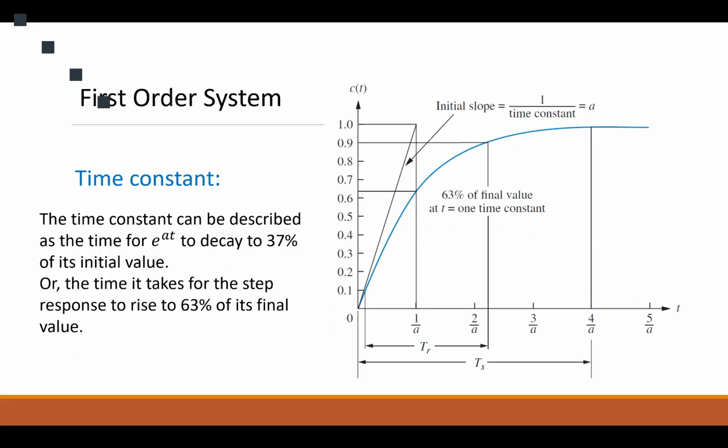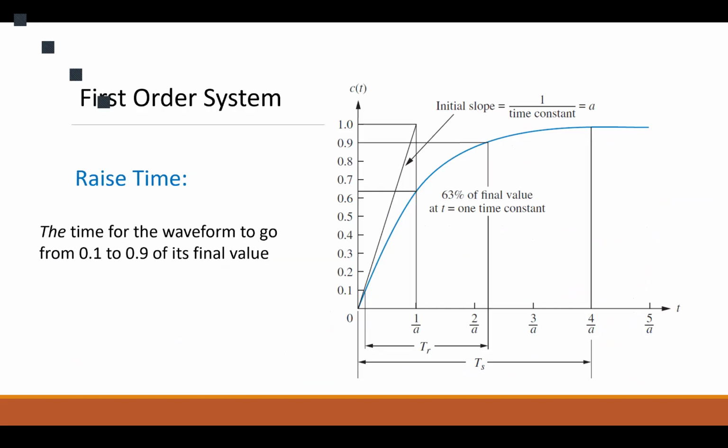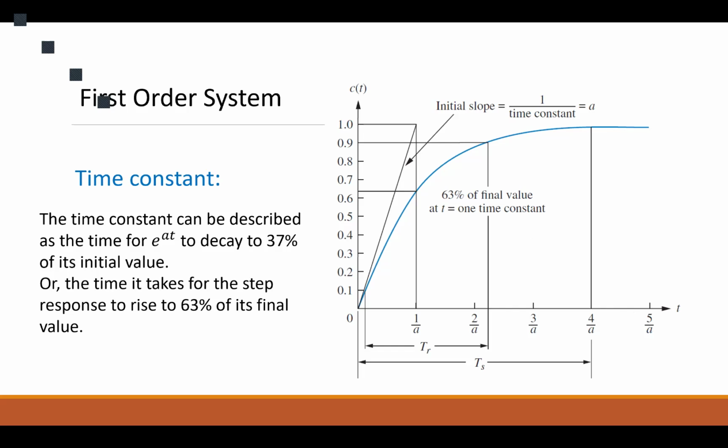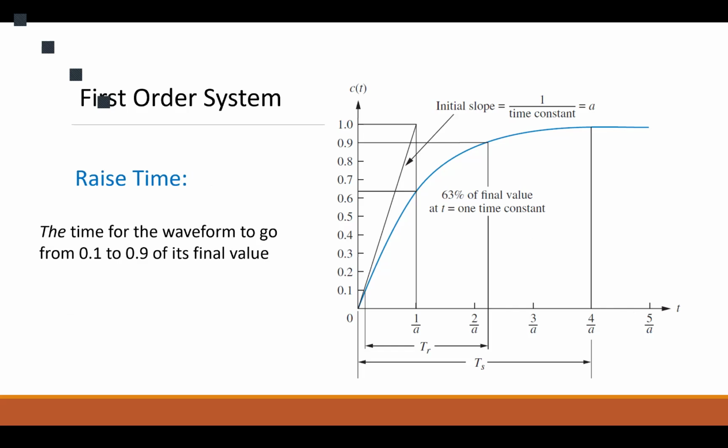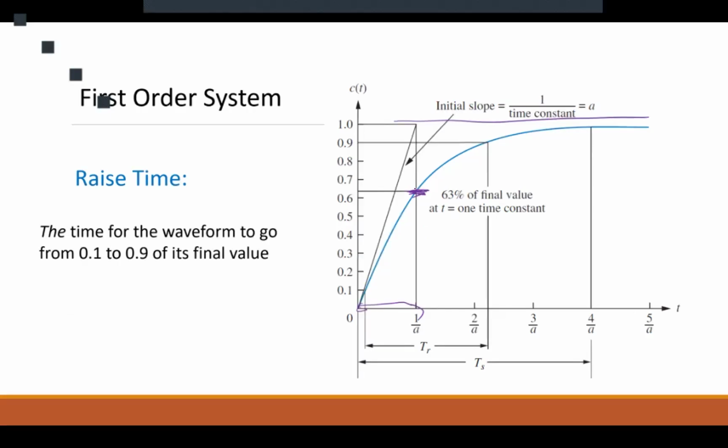Let me see if I have another slide. Let me go through this definition first. We know what the time constant is. The time constant is the time that we reach 63% of the final value. This is the final value, this is 63%. The time it would take us is tau.